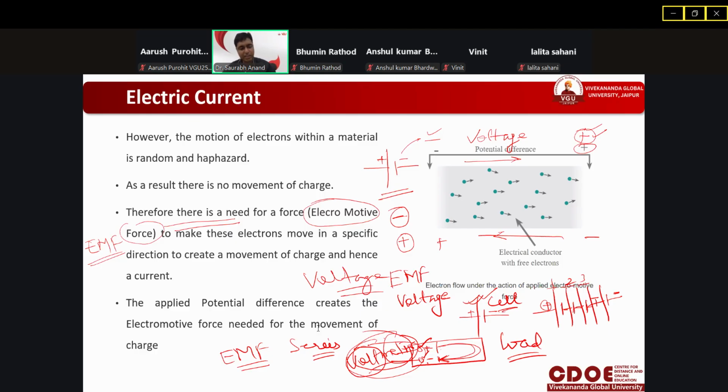Okay, understood? Everyone understood this thing? Have you all understood the difference between EMF and voltage? Tell me. Okay, thank you, Aman. So I'll ask in between. Okay, so a little bit of discussion can be there. Yes, bole. You can say. Right. Right. Bole bilkul.